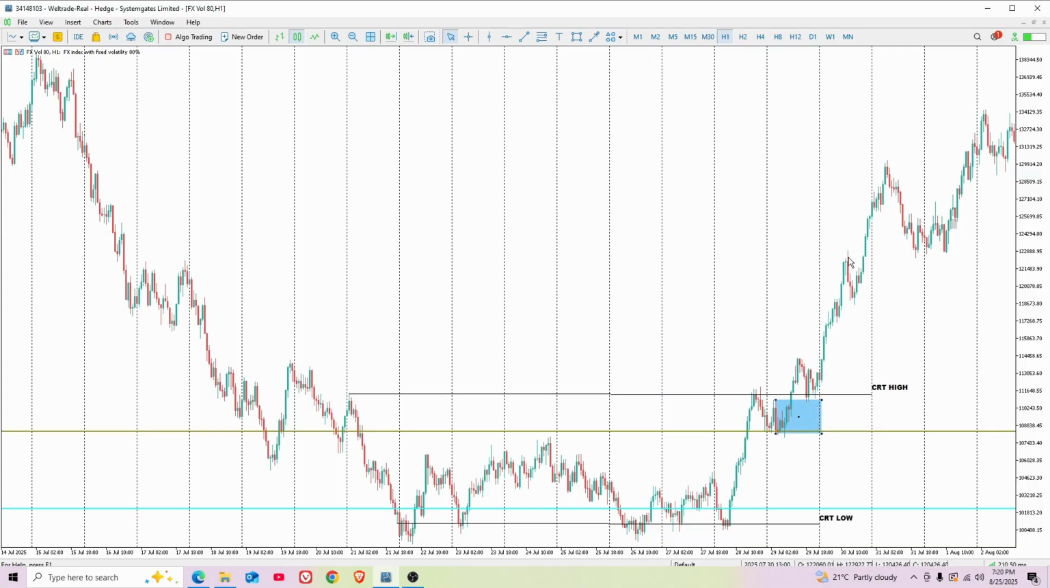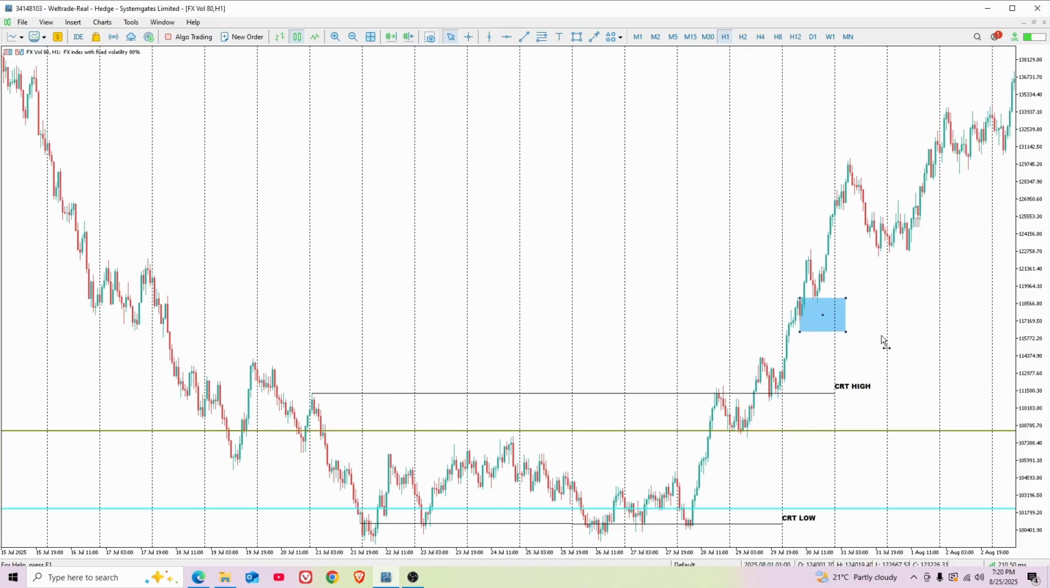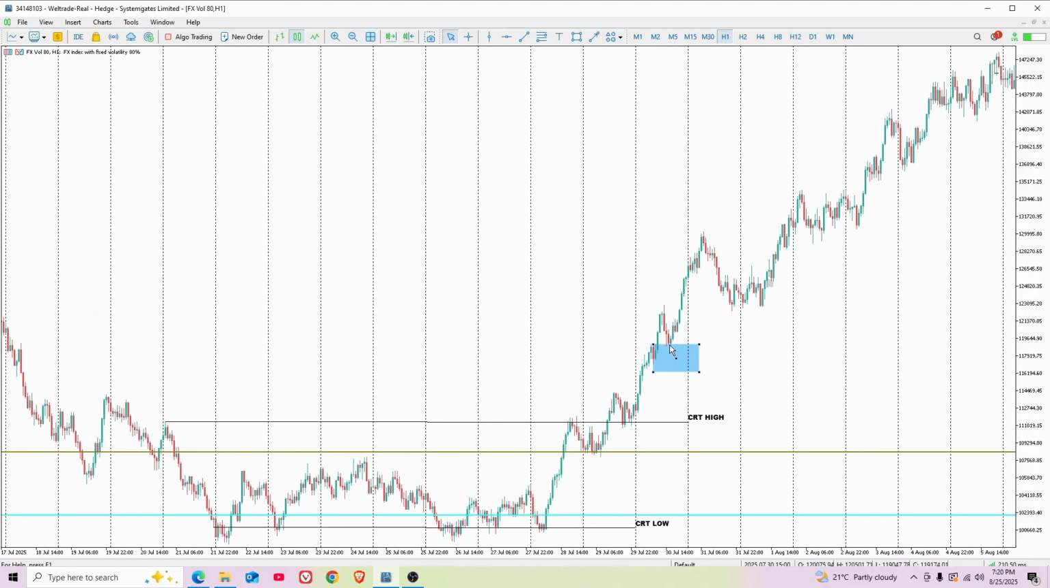And the market pushes out, makes a pullback. There's a small fair value gap right there. The market pushes high and comes back to our key level, right? And then we have a CRT also forming in that area, and the market pushes out. What then happens is that the market came back in this area.